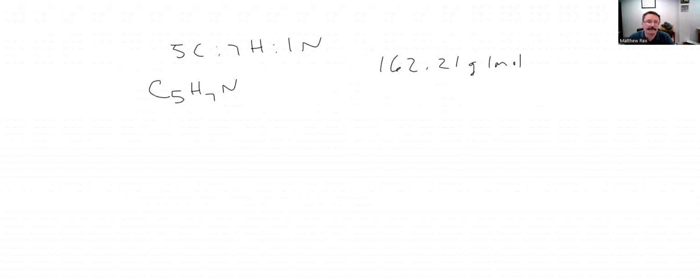So what we have to do is find out how many times does that empirical formula, that empirical unit, that little basket containing the 5 carbons, 7 hydrogens, 1 nitrogen, go into 162? So we need to find the empirical mass. So I'm going to take my 5 carbons times their mass plus the 7 hydrogens times their mass plus the 1 nitrogen.